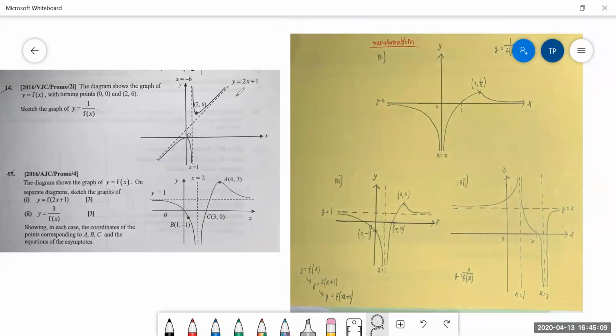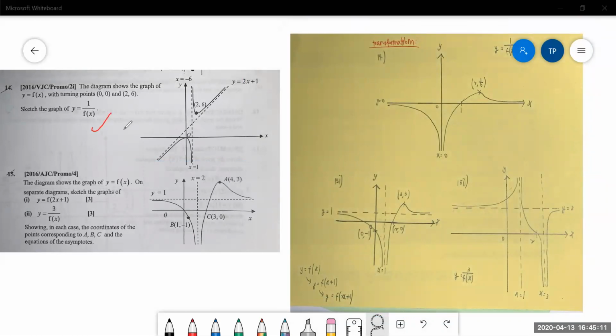Okay, so we are going to draw a graph of 1 over f(x). We have a whole series of steps to draw 1 over f(x).